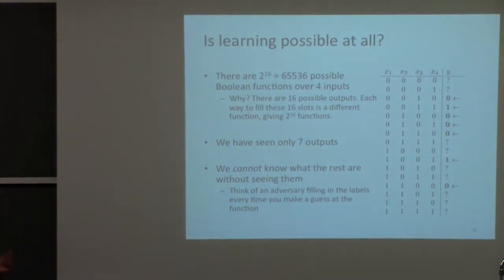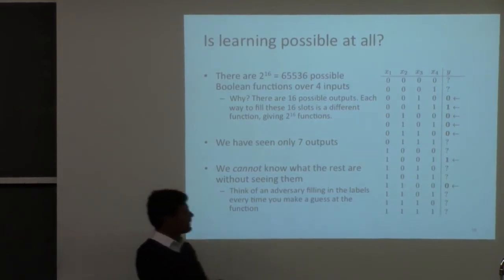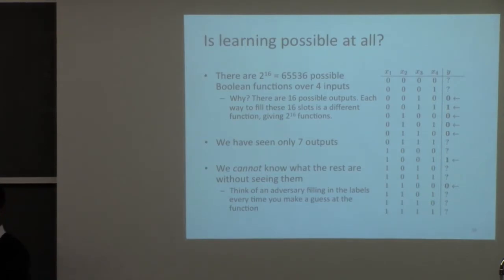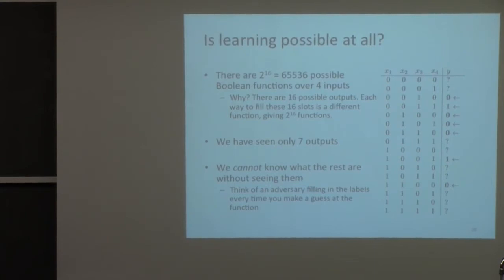Agreed? Now, if there are 16 outputs, there are 2 power 16 possible functions. There are 2 power 16 possible ways in which you can fill up this last column. I have fixed 7 bits. How many functions are left that agree with all the elements here? Many is a good answer. Does anyone say 1?